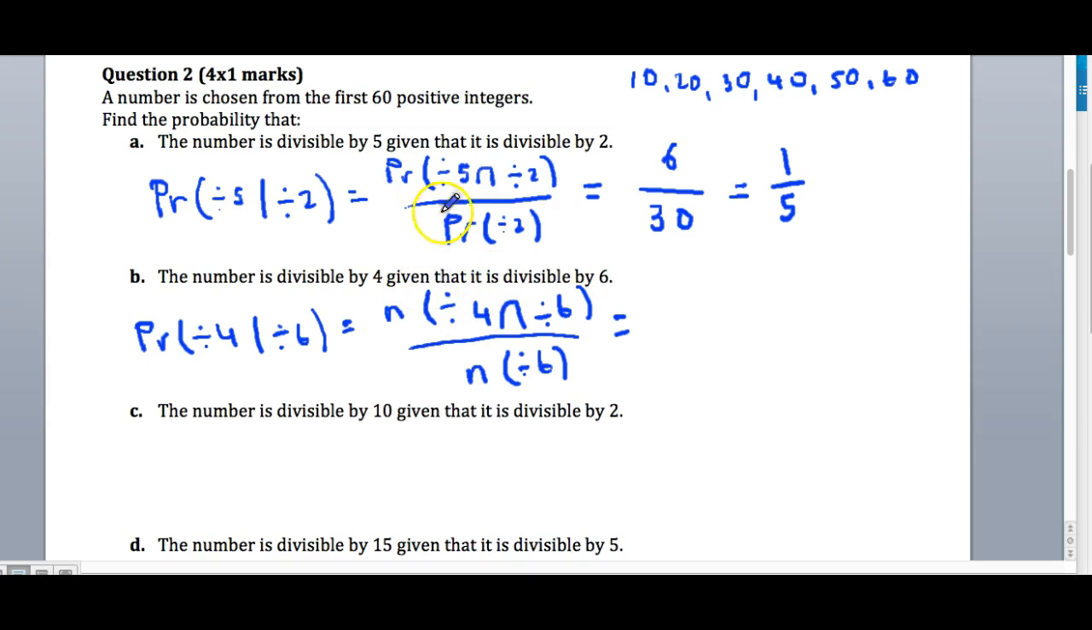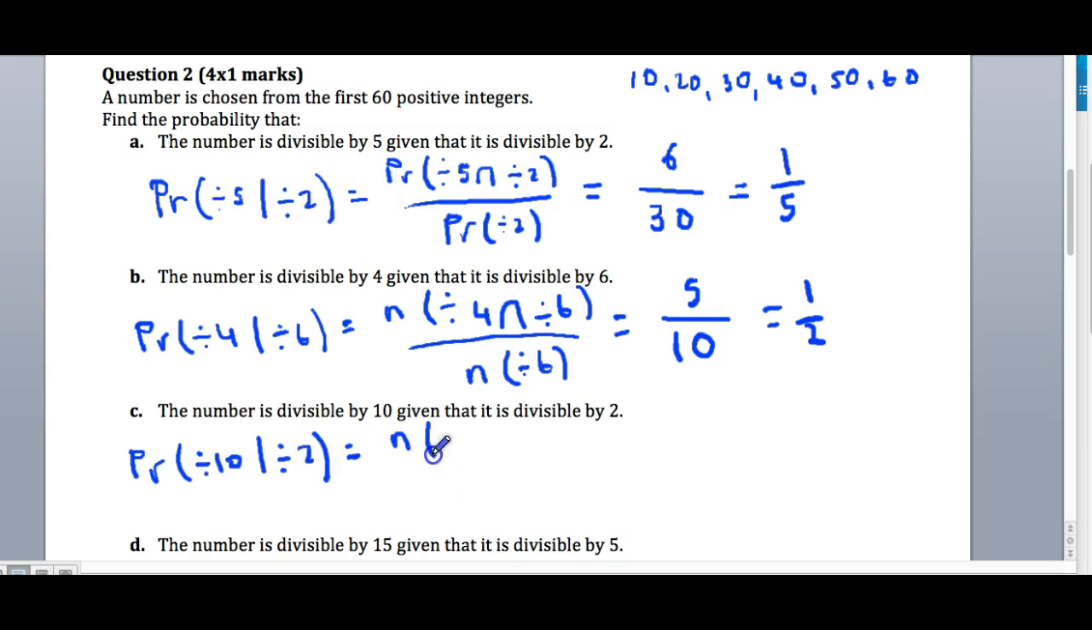Okay, so how many times does 12 go into 60? It's 5. And how many times does 6 go into 60? It's 10. So we have a half. Next one, probability it is divisible by 10, given that it's divisible by 2.